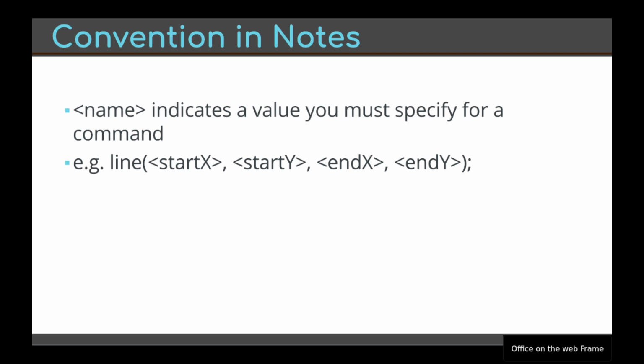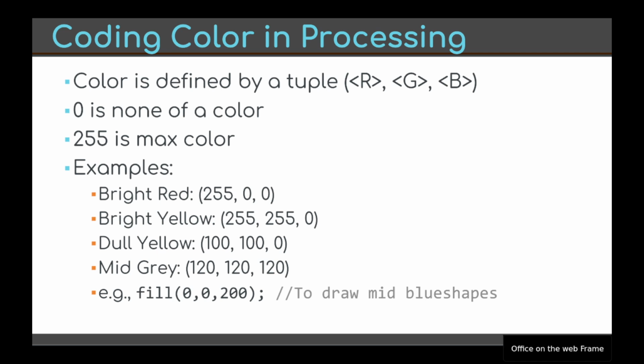Start X, start Y, end X, end Y, drawing a line between 2 points. We'll use that in assignment 1. And we've talked about how the name indicates the name of the command, and then it has an argument list. So color and processing, in which P5 inherits Processing's ideas.